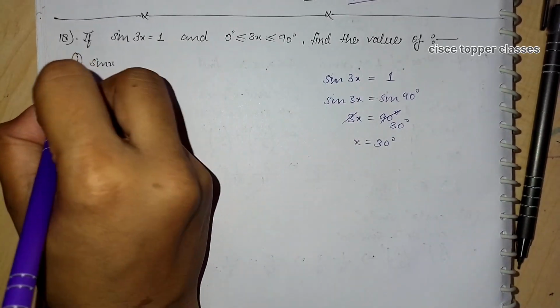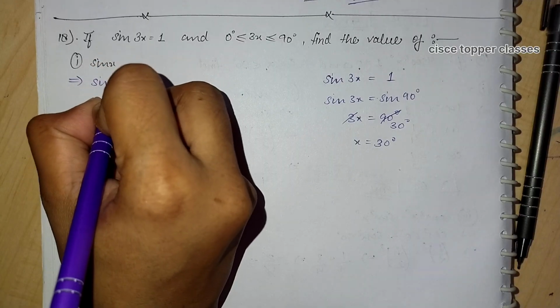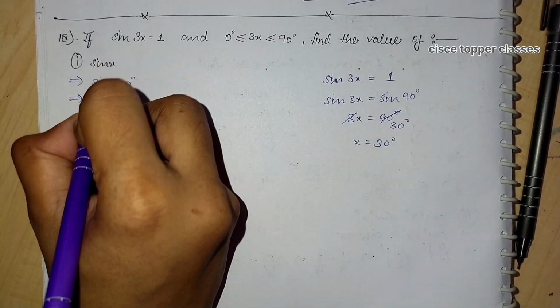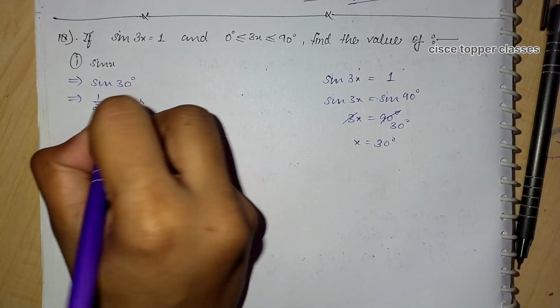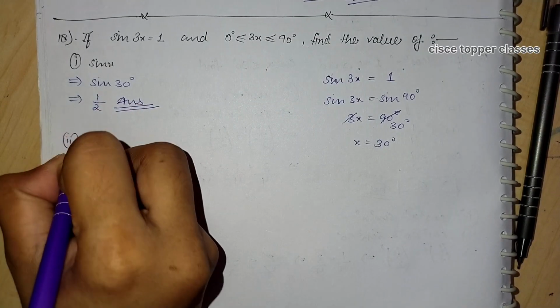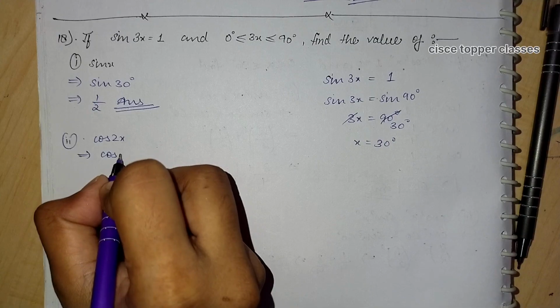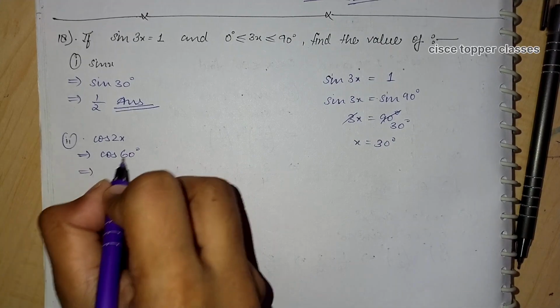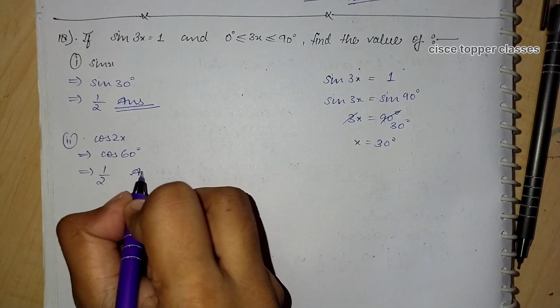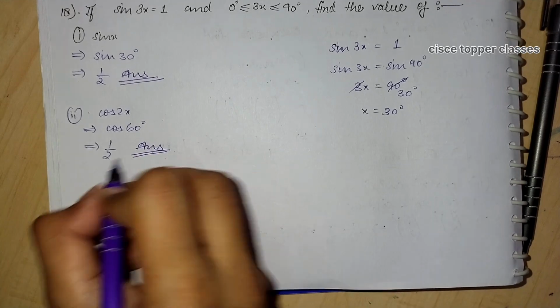And we will put the value in the first part. So this will be sin 30 degree. Sin 30 degree, we know this is 1 by 2. So this is the answer of the first part here. Now the second part which we have to find is cos 2x. So we will again put the value. Cos 2x will be cos 60 degree. And we know the value of cos 60 degree, again 1 by 2. So this is the final answer of the second part.